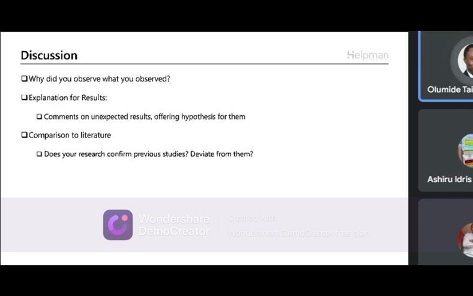Contradictory evidence. So, in your explanation of why you observe that, you have to make comments on the unexpected results. You have to offer hypotheses for them. Then you also have to compare to the literature. Does the research confirm previous studies or deviate from them? It's in the discussion you find those things. Discussion is where you bring those things out.